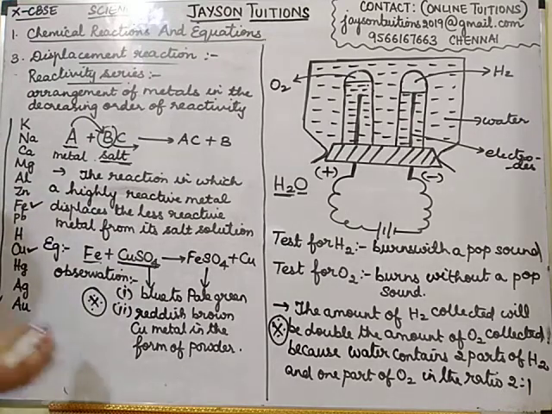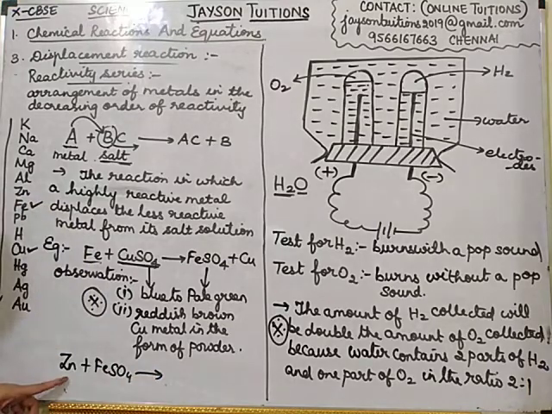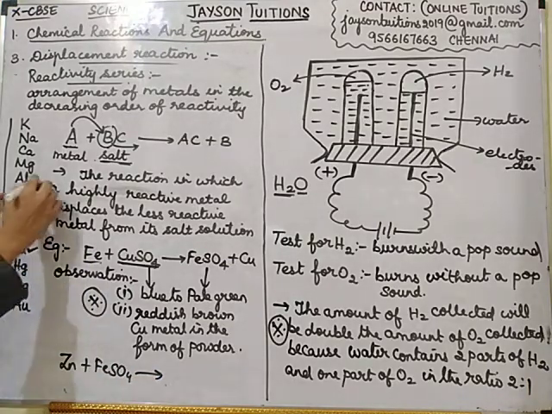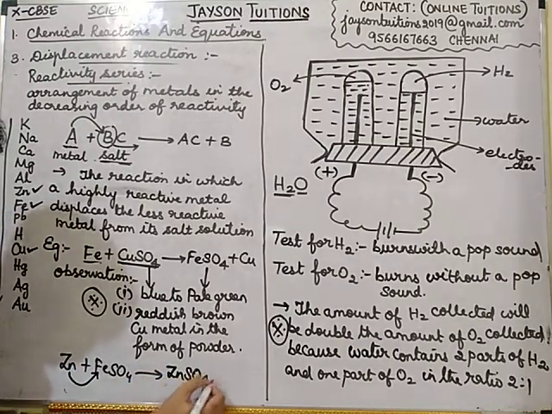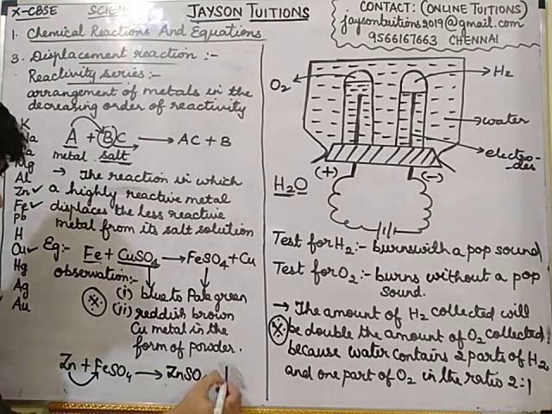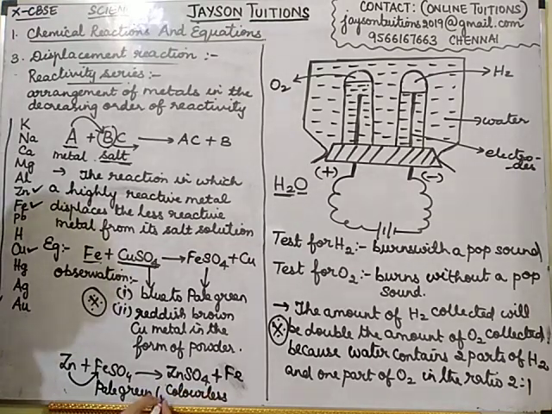Now the next example, Zn plus FeSO4. Where is Zn? Where is Fe? Zn is here and Fe is here. Zinc is more reactive, which means it will be able to displace iron. So I will be getting zinc sulfate plus iron, Fe. Ferrous sulfate is pale green in color. Zinc sulfate is colorless. So the color will change from pale green to colorless. That is the observation here.